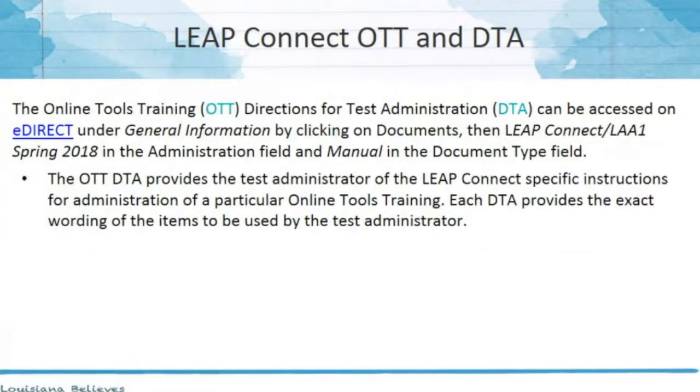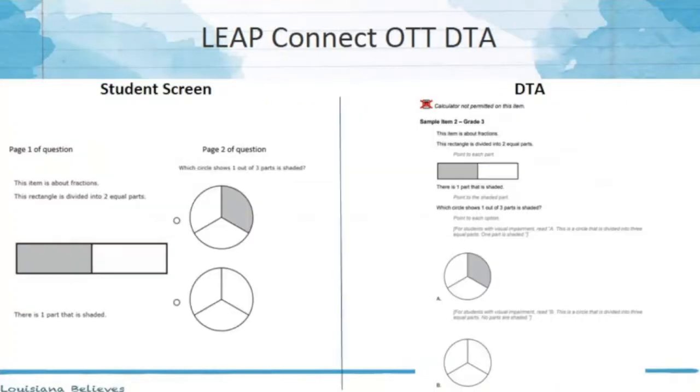The OTT for Leap Connect is available along with the DTA for the OTT. There is a DTA for the OTT because we wanted TAs to have a similar experience as the summative assessment. As you notice on this screen, the left side is what a student would see in the OTT. The DTA is what the TA downloads in eDirect to use along with what the student is using. You can see here on the left side where the student views the items, it is just showing them the items and the answers. The DTA has a lot more information on there.